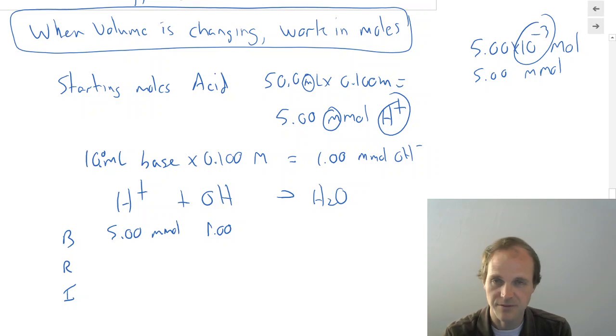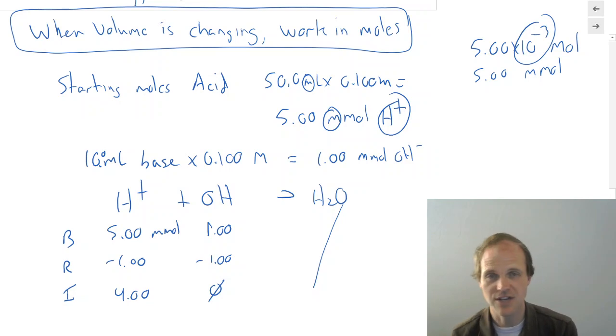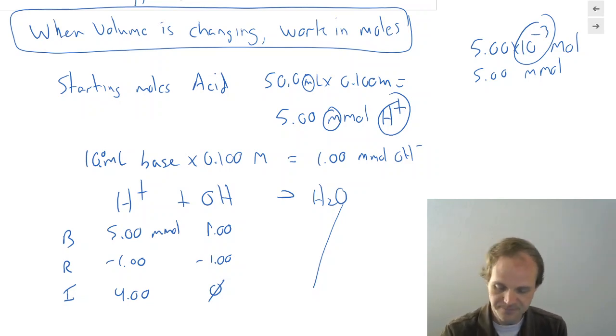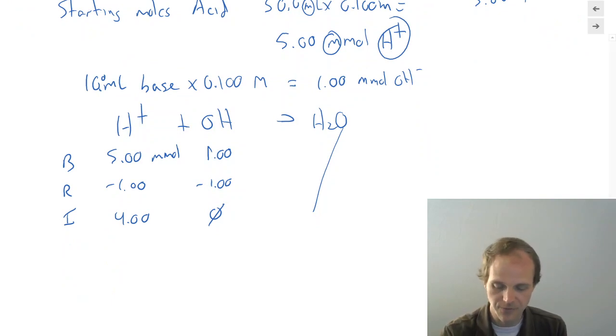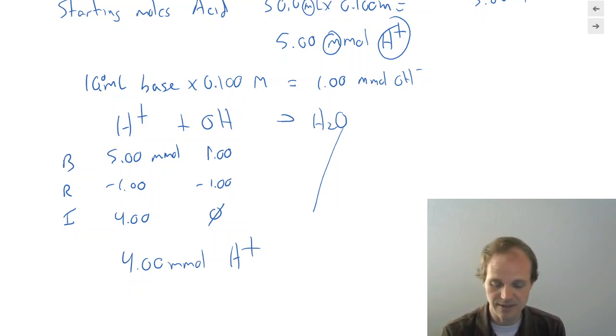What are we going to run out of first? We're going to run out of OH first. 1.00 minus 1.00. So we're going to have 4.00 of this, 0 of this, and we don't really care about water. It doesn't really change its concentration, so we don't care about how many moles of water we made. So we've now got 4.00 millimoles of acid still. How are we going to find that pH? Well, we need concentration to find pH. It's tempting to just plug the 4.00 into our pH equation. That's not going to give us a very good answer.